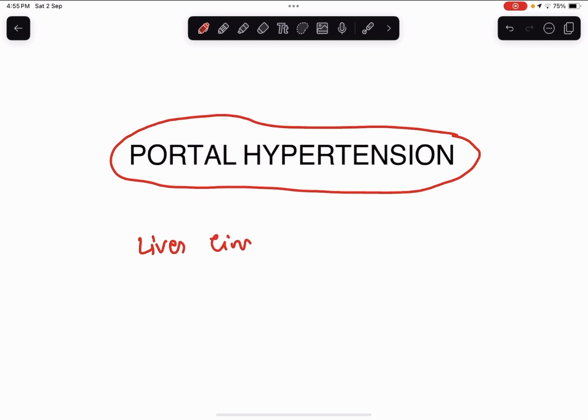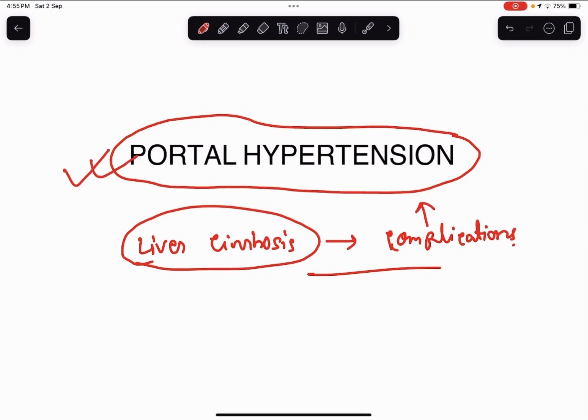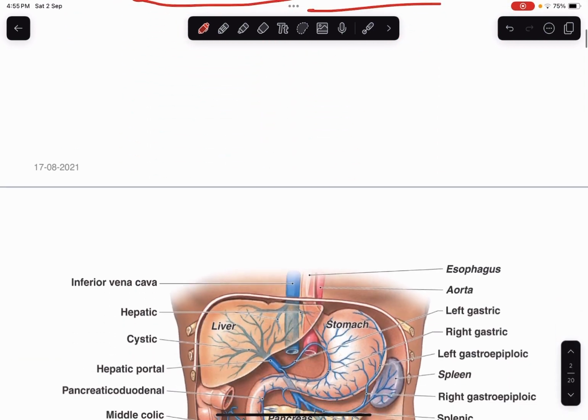In my previous class, I discussed alcoholic liver disease and how it leads to liver cirrhosis. And I had mentioned that I'll be discussing various complications of liver cirrhosis in my upcoming classes. So today I am going to discuss portal hypertension, which is an important complication of liver cirrhosis which we really need to know about, and we need to know how to manage a case of portal hypertension.